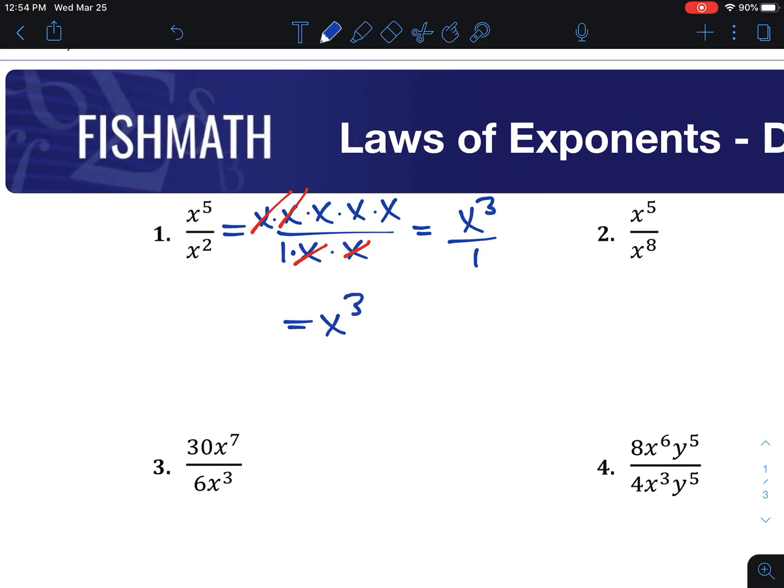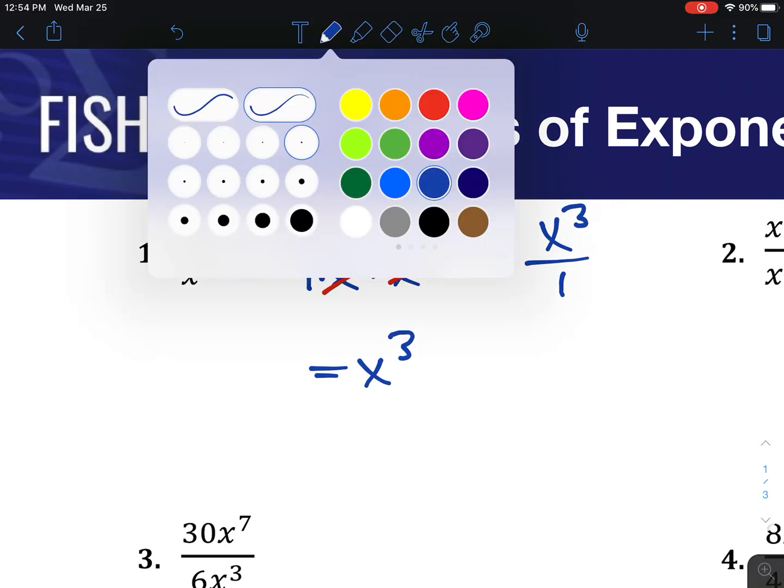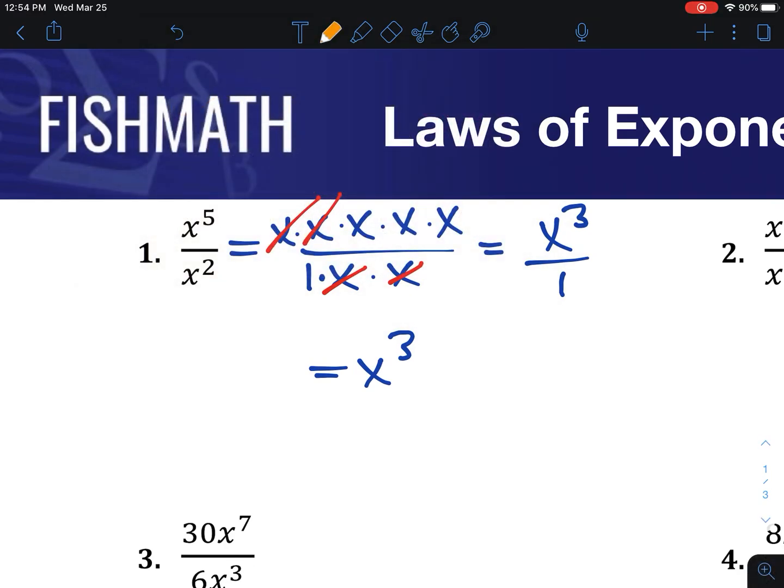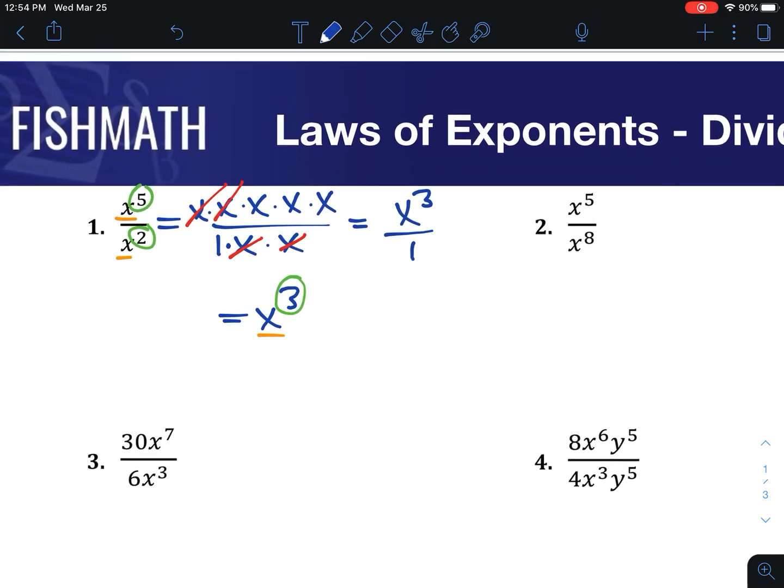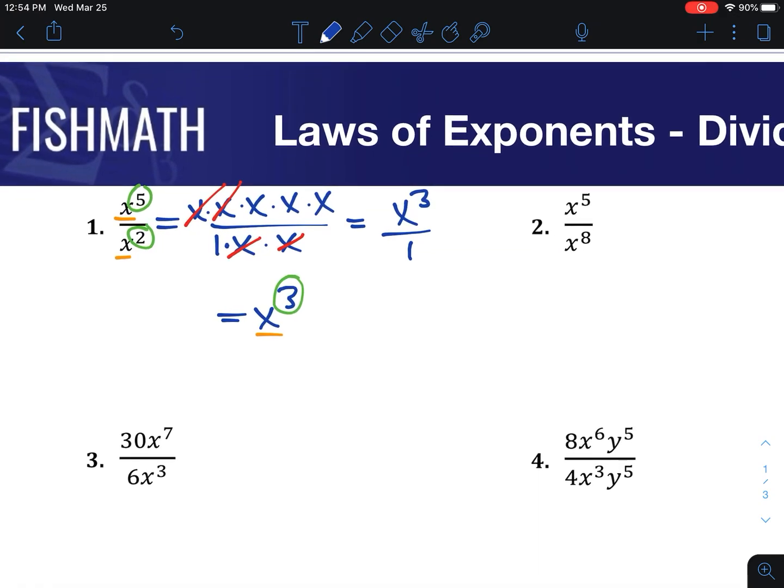And hopefully you can see the shortcut here. If it's dividing with the same base, we keep our base of x, but the exponent gets subtracted. So 5 minus 2 gives us the 3. That's our shortcut for dividing, which you don't have to memorize because you can always just write it out and then eliminate things that go together.